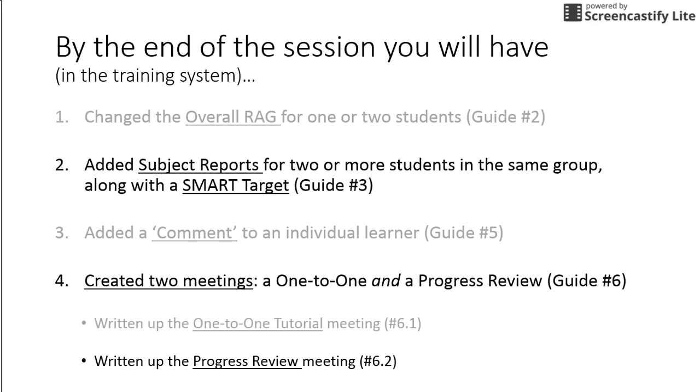So by the end of the session, you'll have completed, within the training system, a change to the overall RAG for 1 or 2 students. This is not the same as the risk indicator, this is a RAG, an overall rating, red, amber, green for the student. You'll have added subject reports for 2 or more students in the same group, along with a SMART target. You'll have added a comment to an individual learner. You'll have created 2 meetings.